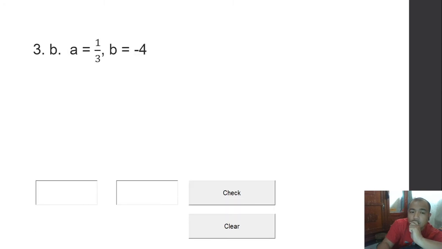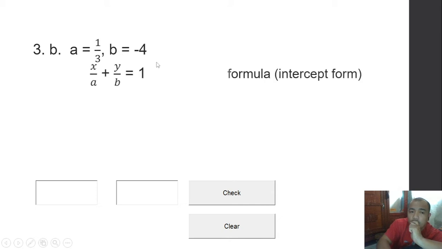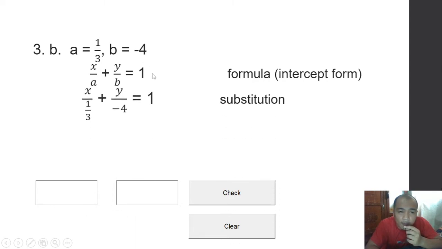Next, how about if the x-intercept is 1/3, y-intercept is negative 4. Same procedure as we did in the previous example. Substitute in the intercept form of the equation of the line. X over 1/3 plus y over negative 4 equals 1. So that means x over 1/3 minus y over 4 equals 1 is the intercept form of the equation of the line passing through 1/3, 0 and 0, negative 4.